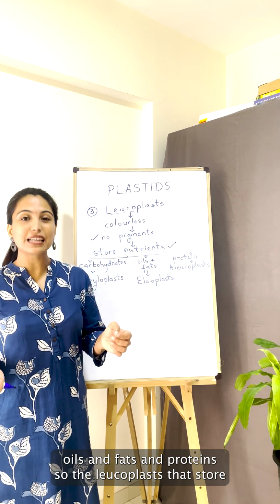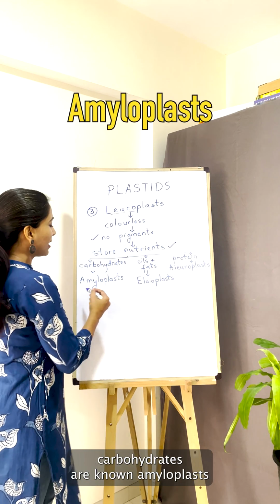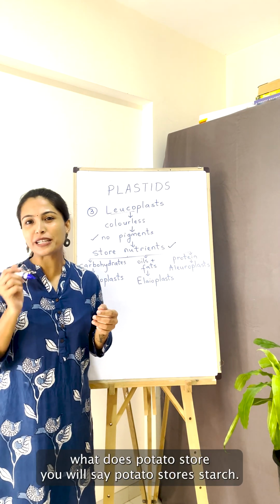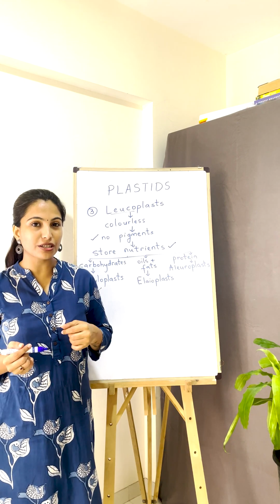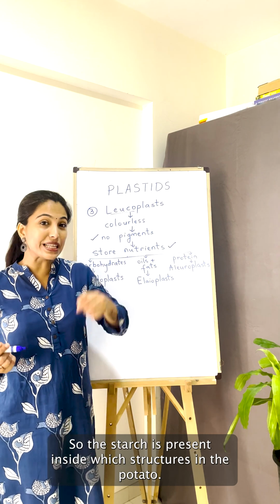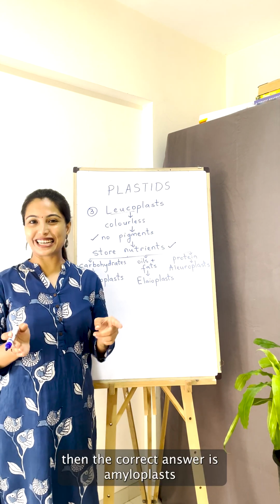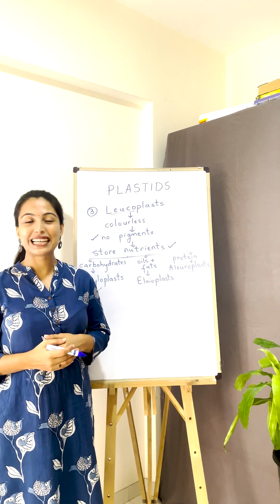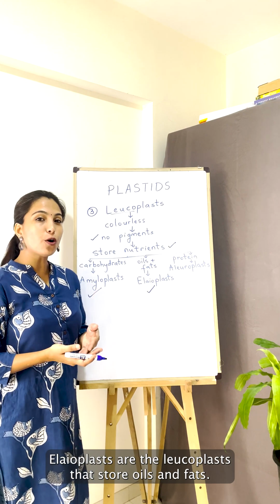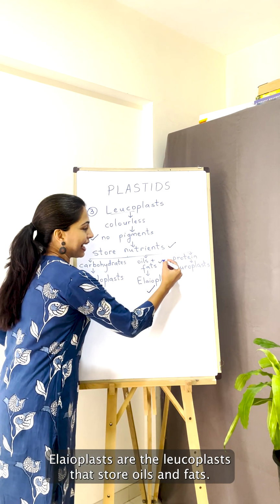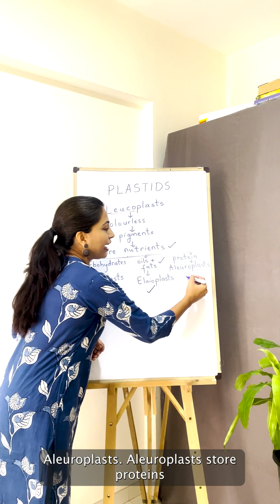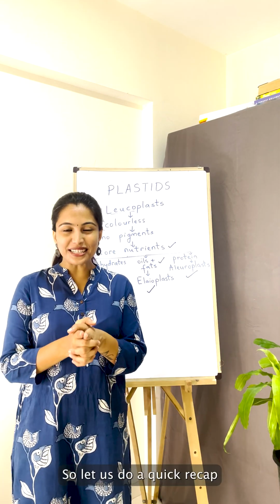So the leucoplasts that store carbohydrates are known as amyloplasts. So if I take a potato and if I ask you, what does potato store? You will say potato stores starch. Starch is a carbohydrate. So, the starch is present inside which structures in the potato? Then the correct answer is amyloplasts. The second type of leucoplasts are eleoplasts. Eleoplasts are the leucoplasts that store oils and fats. And the third type of leucoplasts are aleuroplasts. Aleuroplasts store protein.